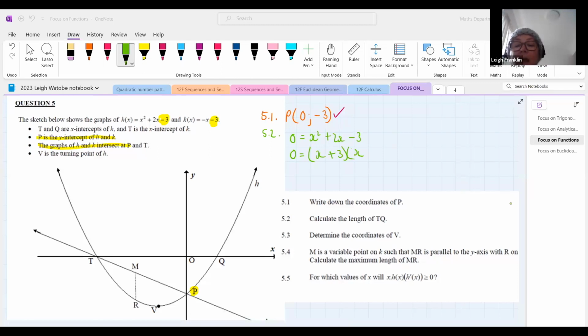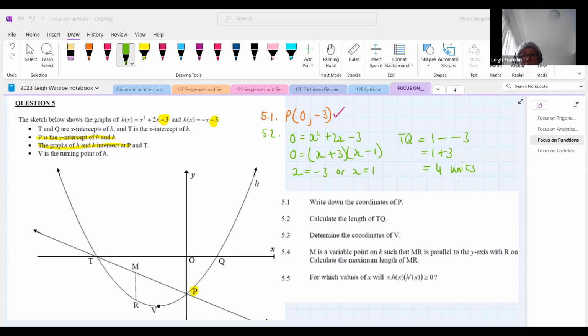Okay, and then here we would have -1. So either x is equal to -3 or x is equal to 1. Okay, so that means that TQ would be equal to 1 minus -3, which is 1 plus 3, which would give us 4 units. Okay, good stuff. Well done.